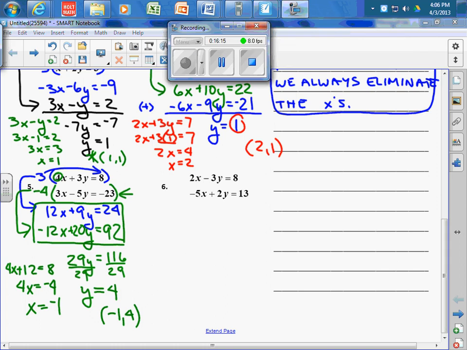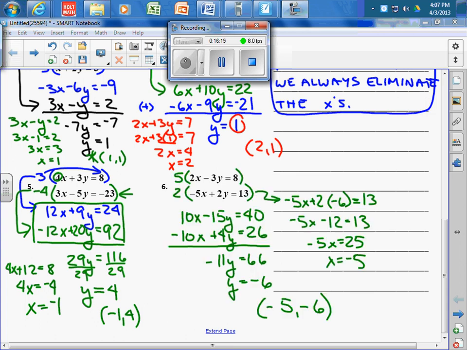Go ahead and do number 6 and see what you come up with. So I came up with negative 5, negative 6, because in order to cancel out the x's, I only multiplied the top by 5 and the bottom by 2. Did you need to change the sign here? No. See, you already have one positive and one negative.